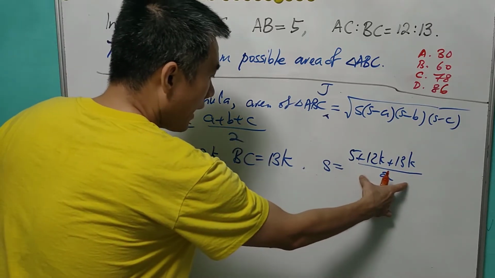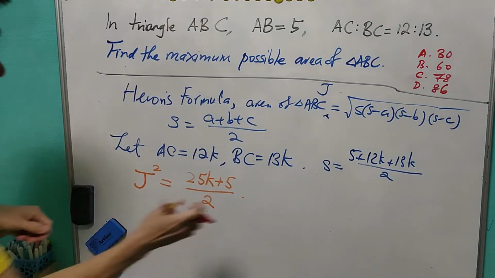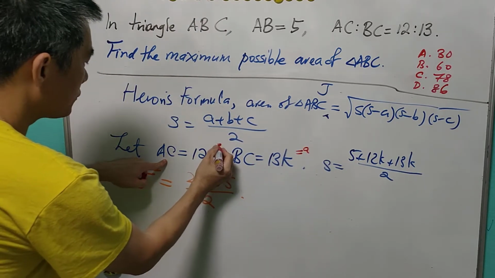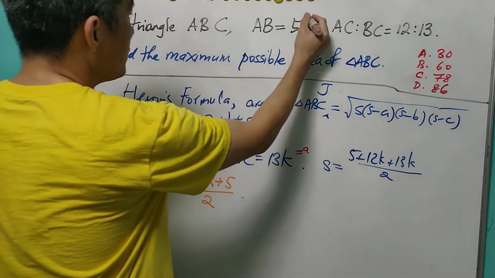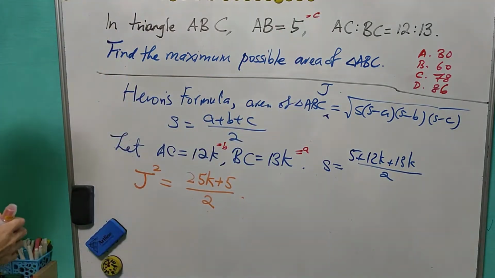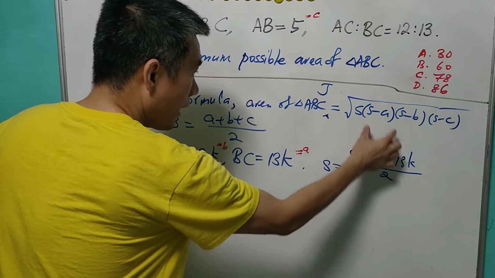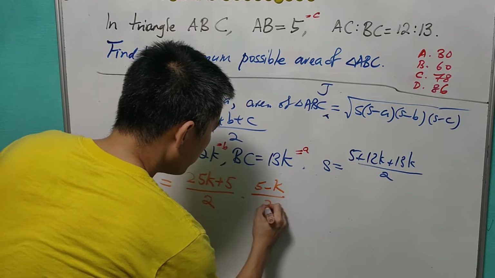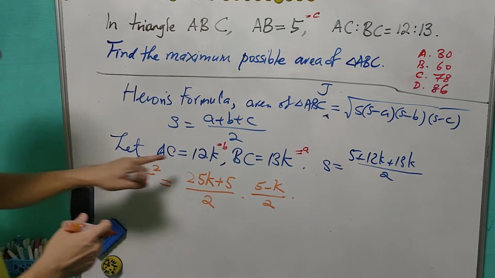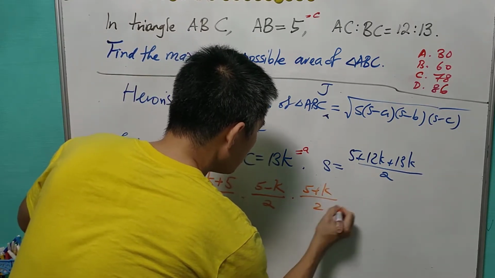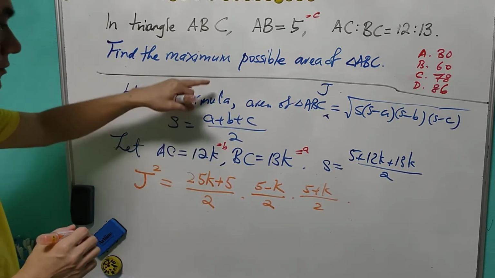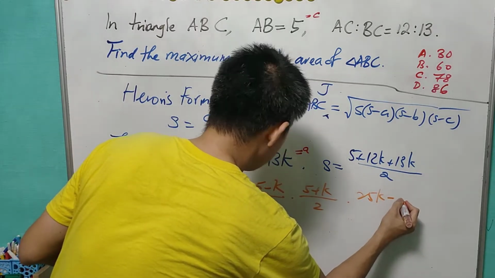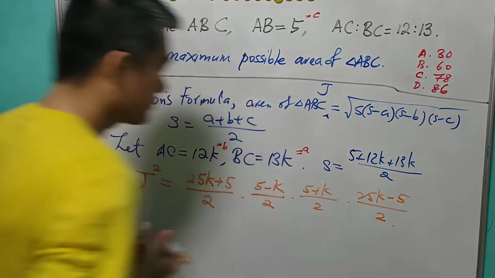And S minus A, where A is equal to BC, AC is equal to B, and AB is equal to C. Alright? So S minus A will be equal to 5 minus K over 2. S minus B, 5 plus K over 2. And finally, S minus C will be 25K minus 5 over 2.